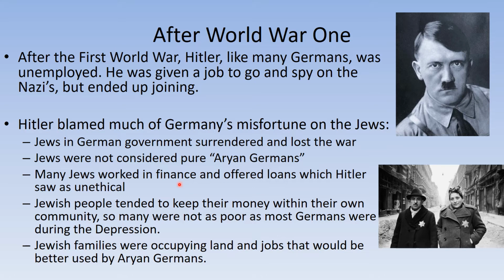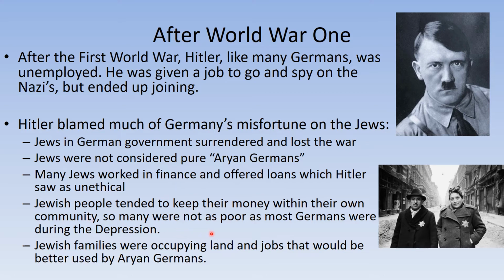Many Jews worked in the finance industry. A lot of them made livings offering loans. Now, Hitler saw this as unethical because he decided that Jews should not, first of all, possess that much money that they can loan it out, but they shouldn't be giving loans at an interest rate where the Jews are going to be making enough money to survive off of.